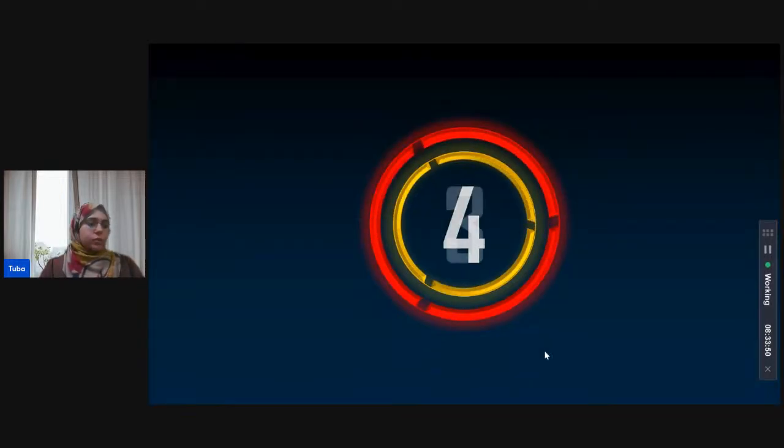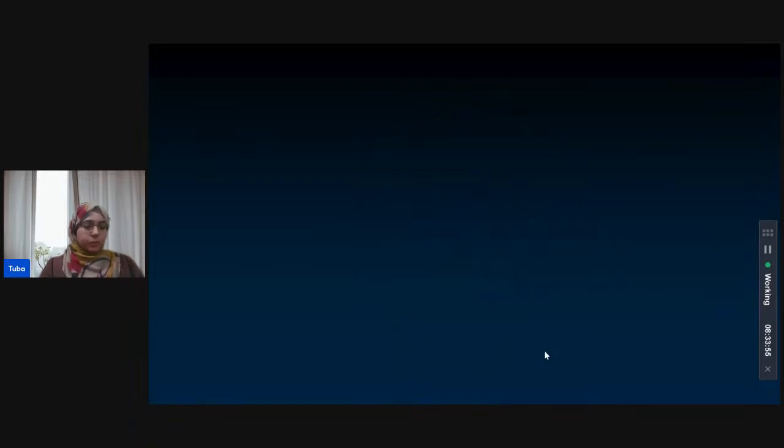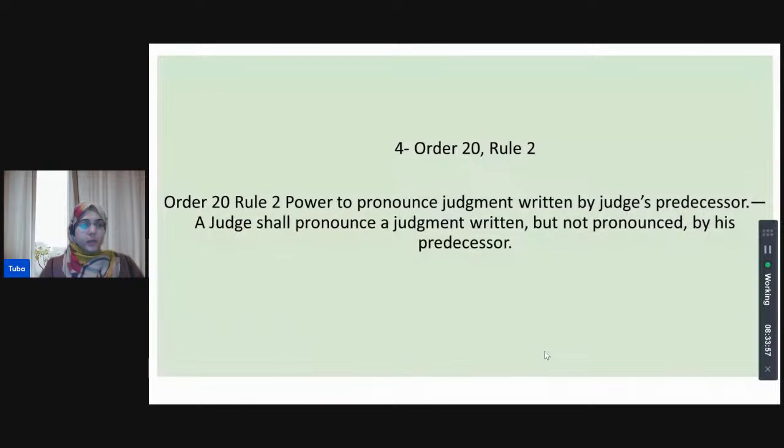Shaktija thinks it's Order 20 Rule 2. Well done, Shaktija. Let's increase the speed. You're correct. Look at that. Excellent work. So Order 20 Rule 2 provides for this.